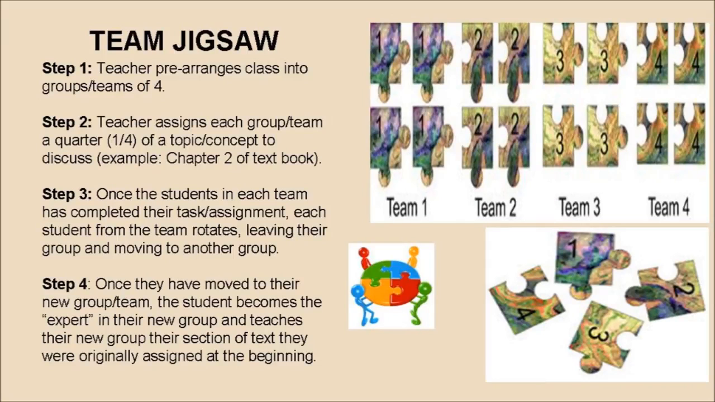Team jigsaw. This one's a little more complicated. Step 1. The teacher prearranges the class into groups or teams of 4. Step 2. The teacher assigns each group or team a quarter, 1/4, of a topic concept to discuss. Example, chapter 2 of the textbook. Step 3. Once the students in each team have completed their task or assignment, each student from the team rotates, leaving their group and moving to another group. Step 4. Once they have moved to their new group, the student becomes the expert in their new group and teaches their new group their section of text they were originally assigned at the beginning.